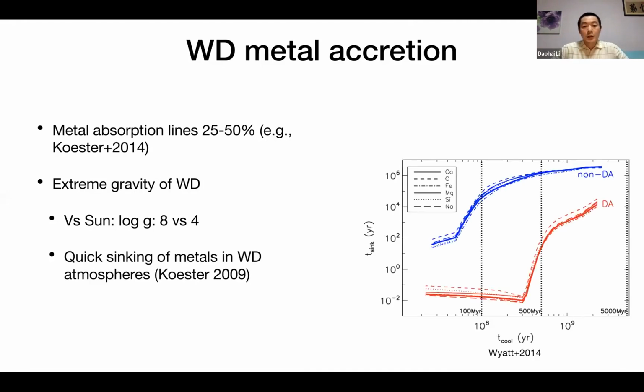As such, the heavy elements, I mean anything heavier than the main component of the white dwarf, which is hydrogen or helium, those metal elements would sink very quickly. On the right, we show the sinking timescale as a function of the white dwarf cooling age for the metal elements. The red lines are for the hydrogen-dominated white dwarfs, and the blue line for the helium-dominated white dwarfs. Although this sinking timescale can vary from a few days to a few million years, they are all much smaller than the cooling age. This means that if we observe some metal in the white dwarf atmosphere, that kind of metal accretion must be ongoing.